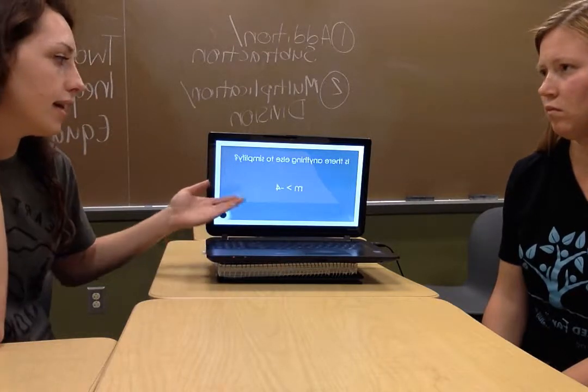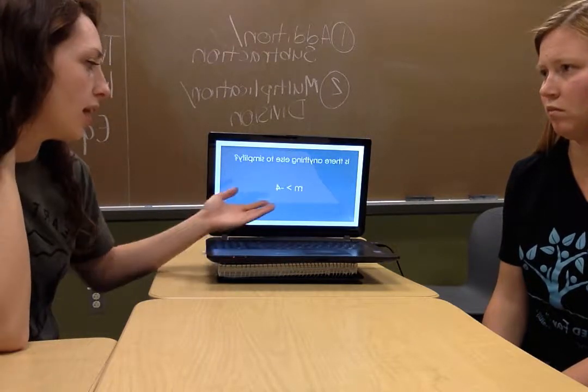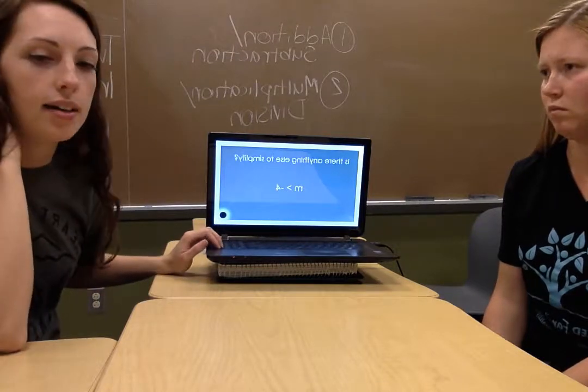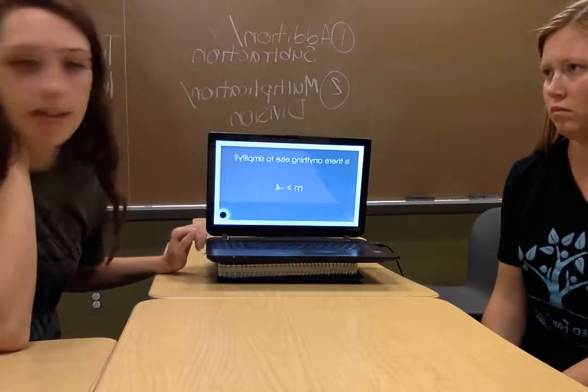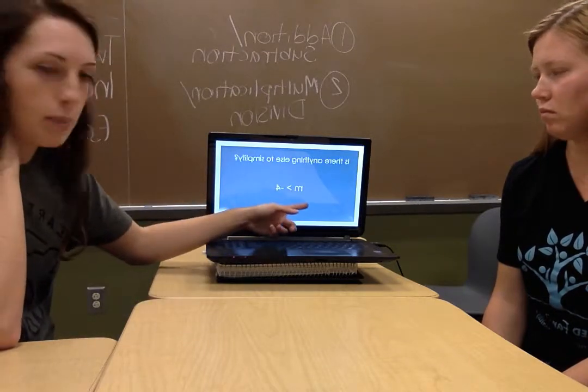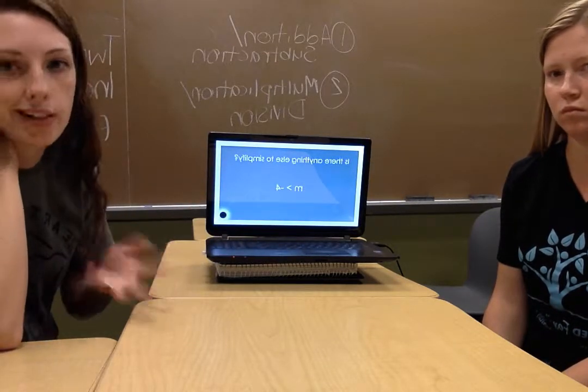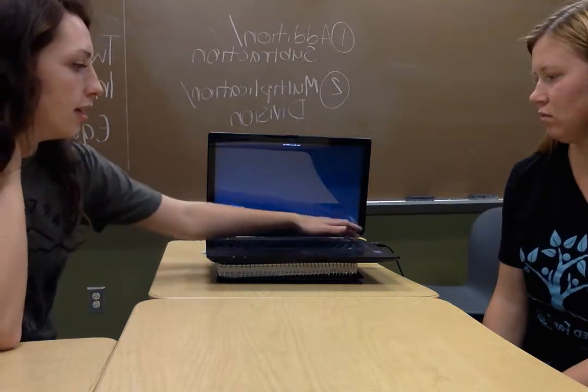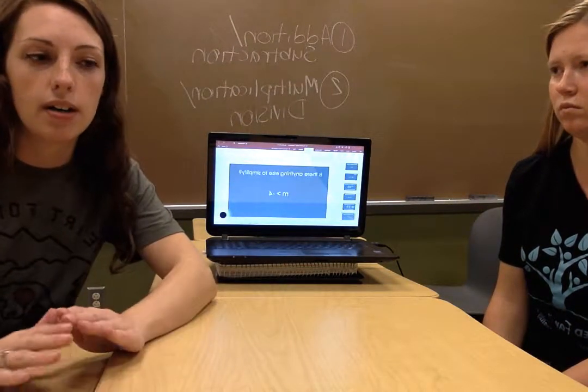And then, again, ask them, all right, m is greater than -4, is this done? And hopefully they'll start to get that because the variable is by itself and the numbers are by itself, then yes.